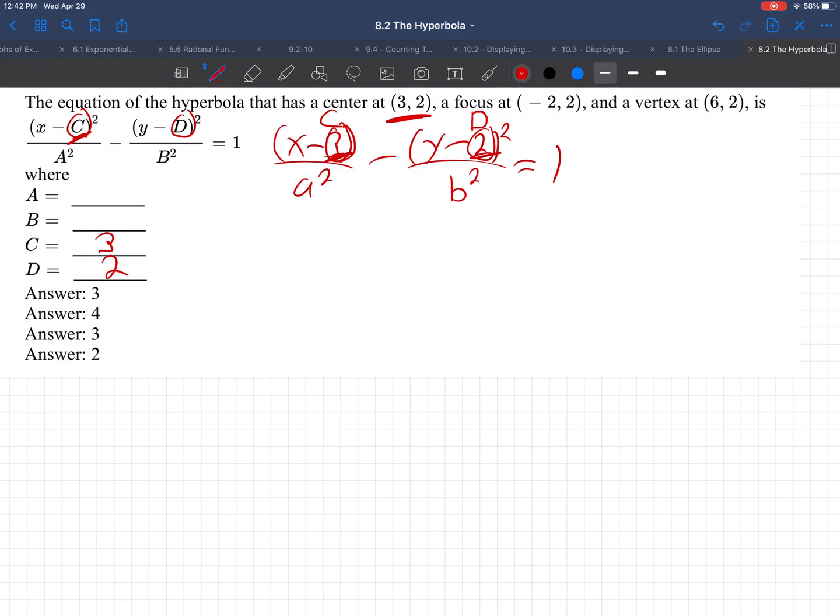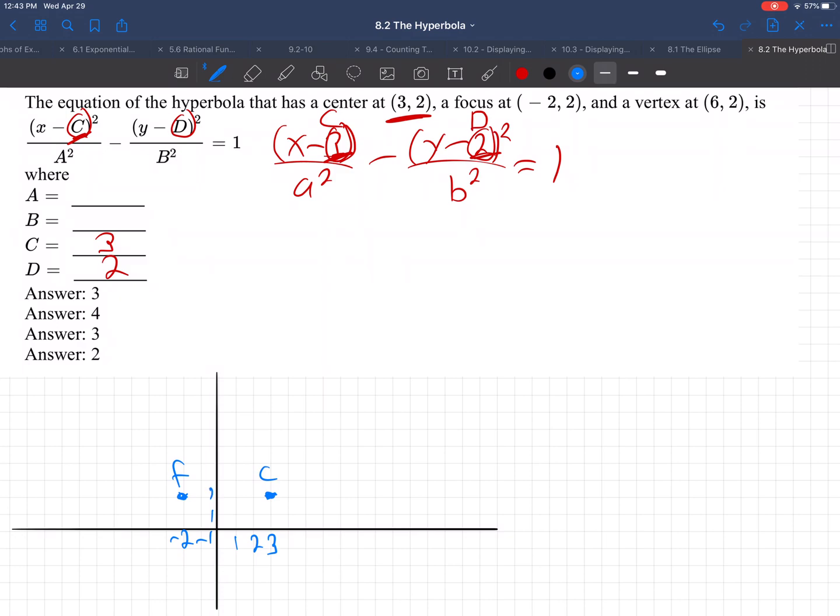So now we got to find A and B. How are we going to do that? Well, probably a little bit of a graph would help us get going on this thing. So let me draw a little bit of a graph down here. I don't think we need a lot. So what are they telling us? The center's at (3, 2), over 3, up 2. There's the center. The focus is at (-2, 2). Focus point here, center point there. This is back 1, back 2. This is over 1, 2, 3, up 1, 2.